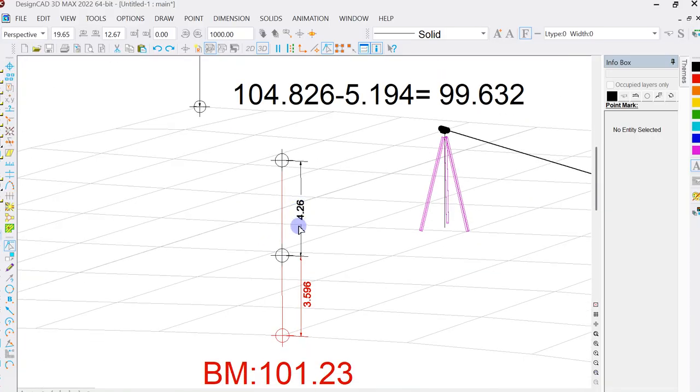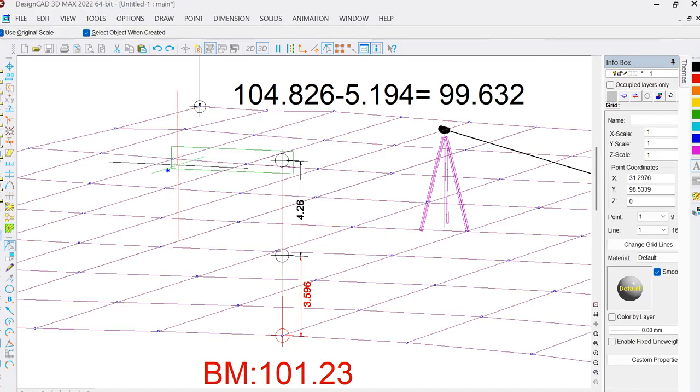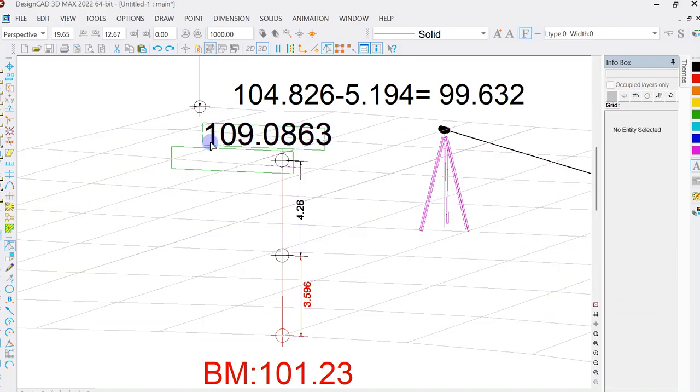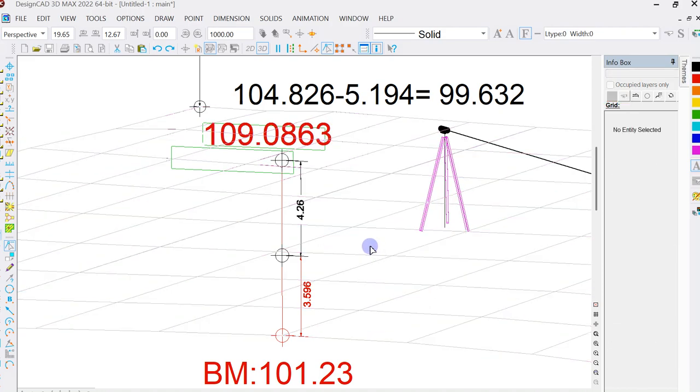Then let's say that was 109.063, Control C, Control V, and let's say that was your benchmark. Control R. And then if you were measuring down 4.26, you wouldn't add, you would subtract that from the elevation. You would subtract the 4.26 from your height of instrument.